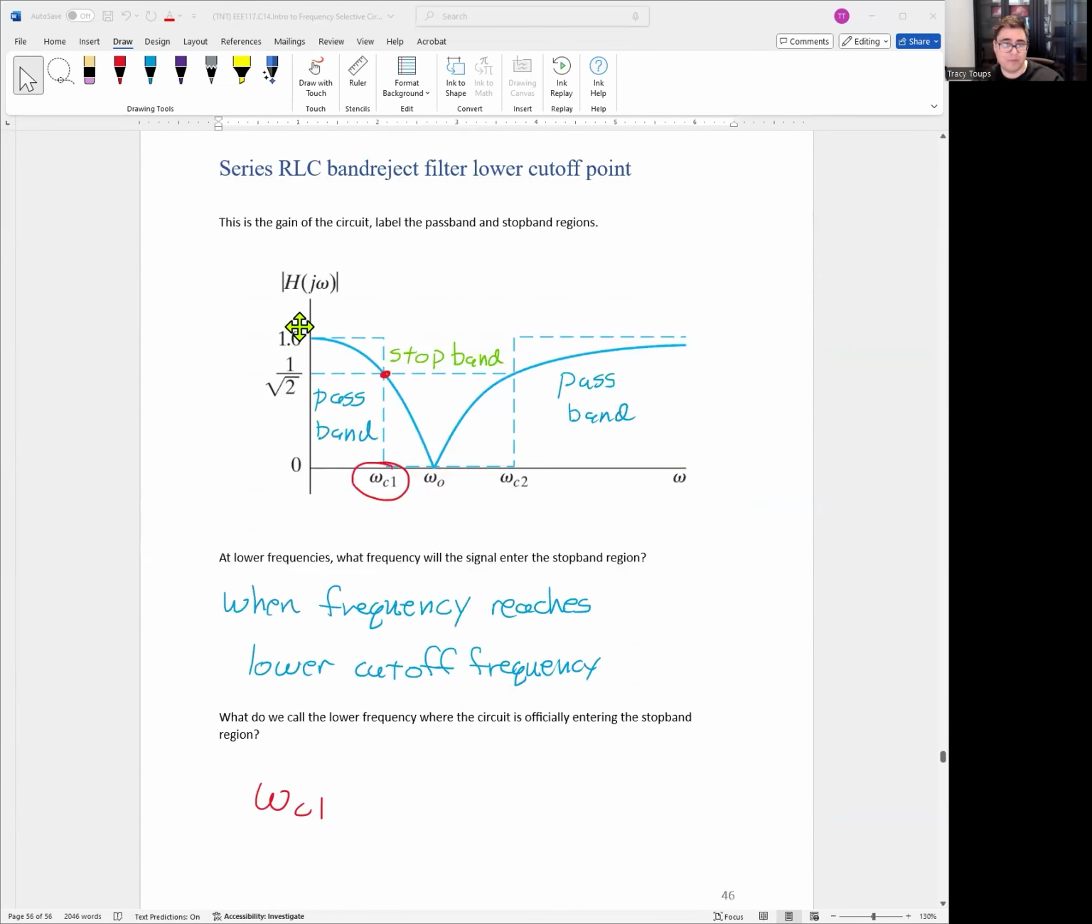Now, in terms of what your output will look like if you have an oscilloscope, you can do a frequency sweep. You'll have your lower cutoff frequency, WC1, where any signal with a frequency from 0 up until this point is going to be pass band. It's going to have a very high gain of 1 down to 1 over square root 2. Once we pass that gain of 1 over square root 2, we officially enter the stop band region. So at what frequency will the signal enter the stop band? When the frequency reaches this lower cutoff frequency, omega C1. That is the border where we enter the stop band region.